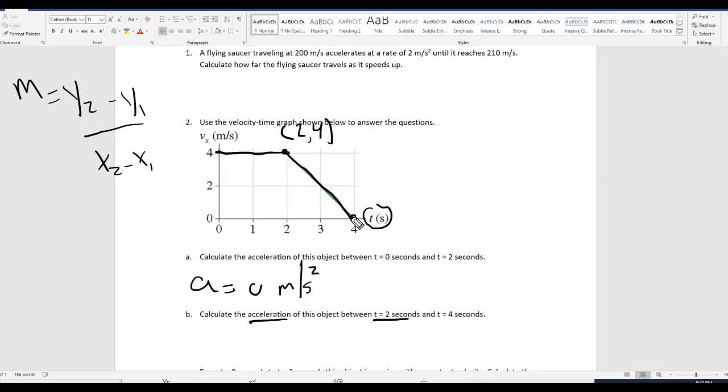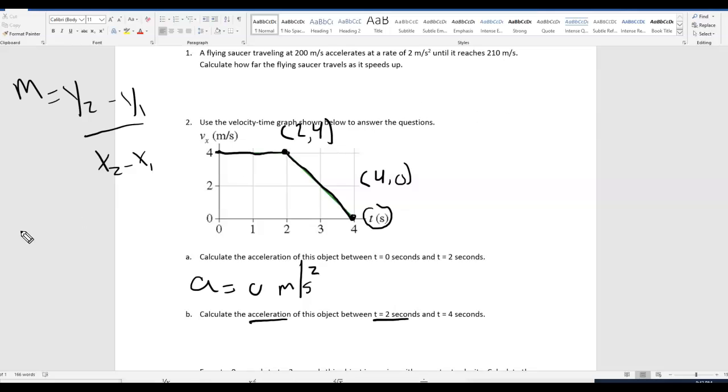And I do the same thing for my other point. You don't have to use the endpoints if you don't want to. I just always prefer to use endpoints if possible. But you can use any 2 points you want as long as they fall on the graph. So this point right here as an ordered pair would be 4, 0. Remember, an ordered pair is always x, y. So the 4 is going to be my x2, and the 0 is going to be my y2.